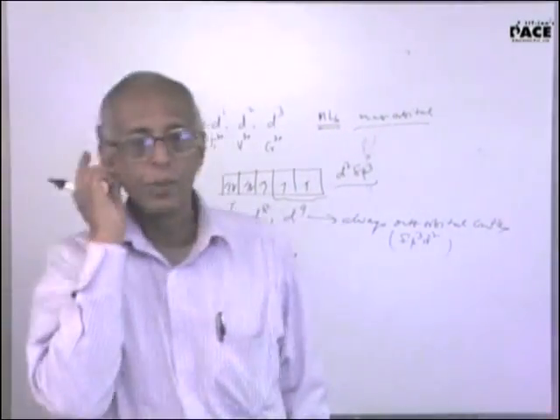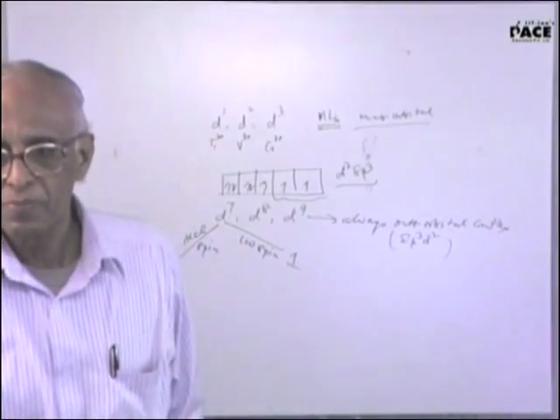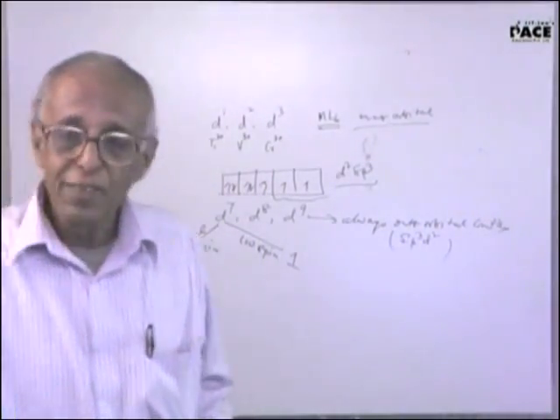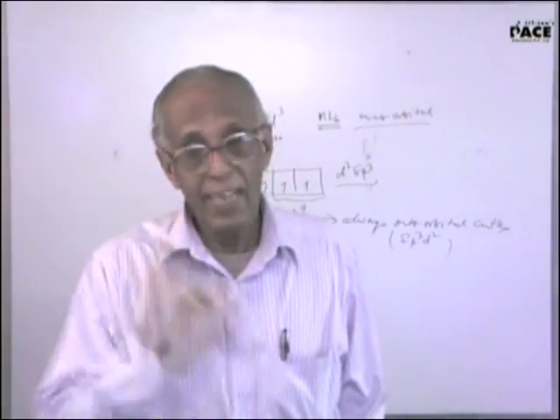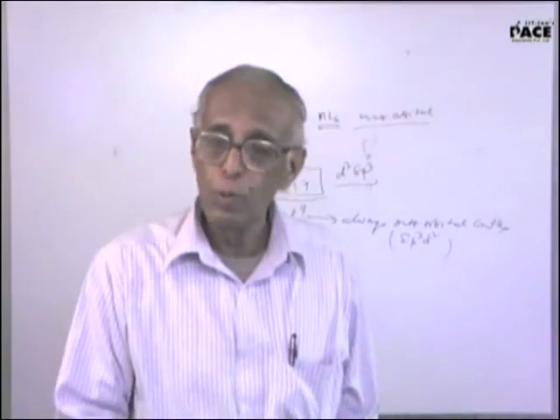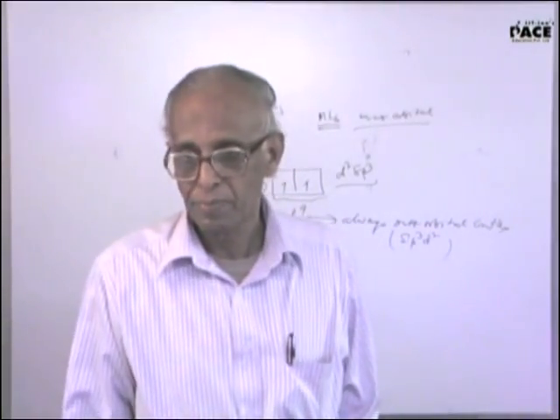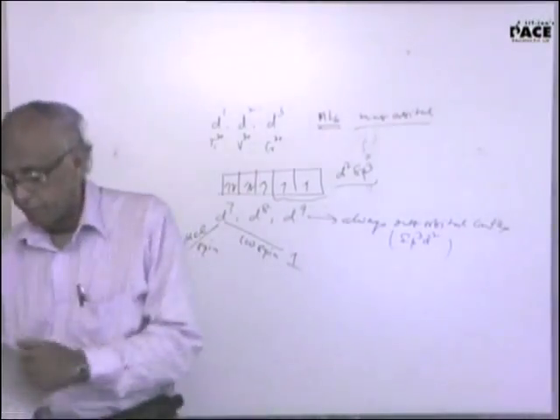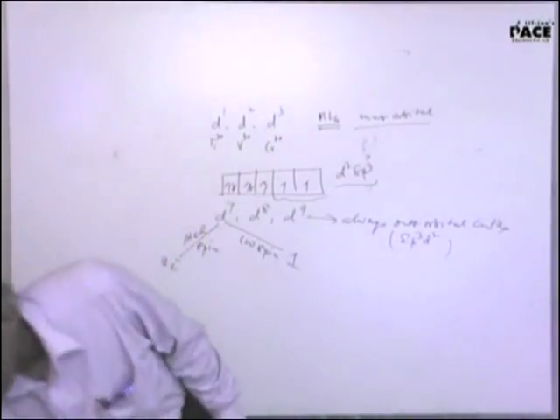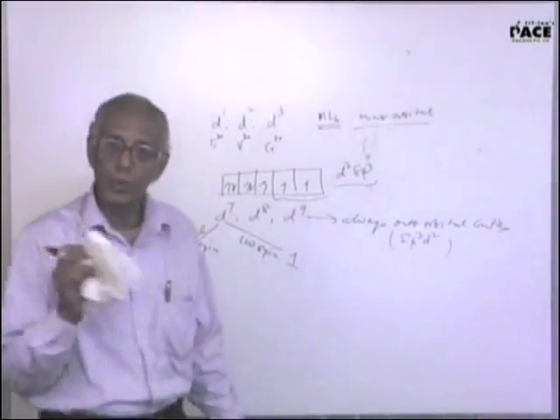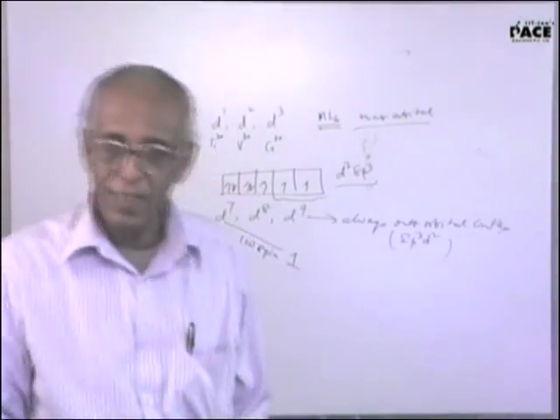And the hybridization will be sp3d2? sp3d2. Never d2sp3, because I don't have a vacant 3d orbital. I can't use one from the lower and one from the higher. No. Either two lower or two higher. Simple. Is it clear why d1, d2, d3 will always be inner orbital?